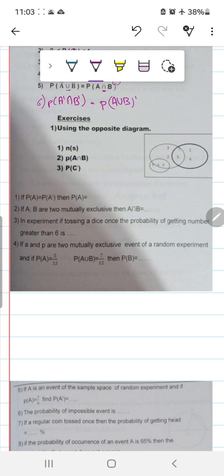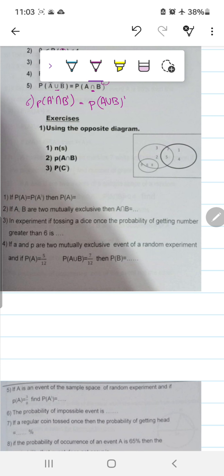we have some examples. Number 1, using this opposite Venn diagram, to find here n of s. What's the meaning of n of s? Number of sample space. Okay, count how many elements. Here we have 1 2 3 4 5 6 7 8 9. So we have here 9 elements. The probability of A intersection B, it means the number of intersection over the number of sample space. Here, how many in the intersection? 2, which is 1 2. So it will be 2 over the number of sample space, which equals 9.